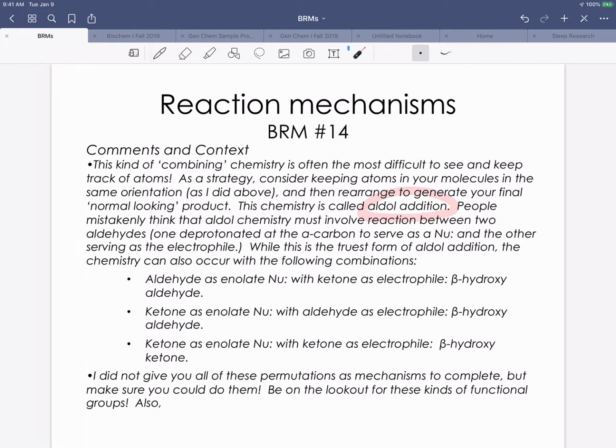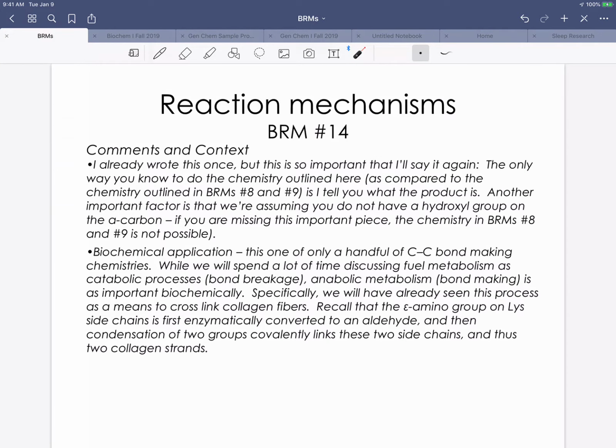Ketones as the enolate reacting with aldehydes will give us beta-hydroxyketones, and we're also going to get beta-hydroxyketones if we have two ketones reacting. Again, I didn't give you all of these permutations as mechanisms to think about. Make sure you could do them. That's fair game for something that I could give you: one of these mechanisms you haven't seen, but it's essentially doing this aldol chemistry. Last thing to comment, the only way that you know that this is the chemistry that's going to happen is you see what the product is.